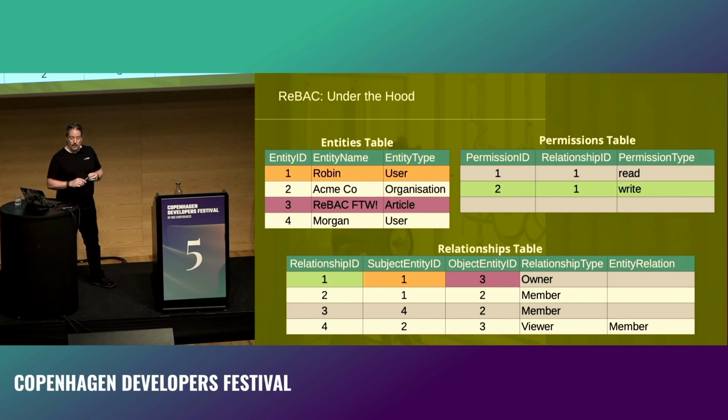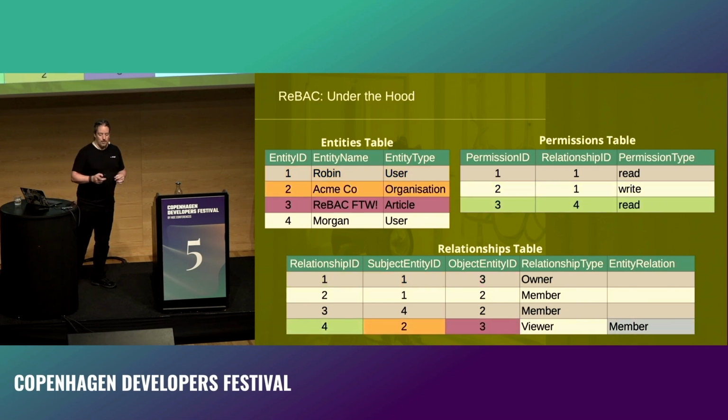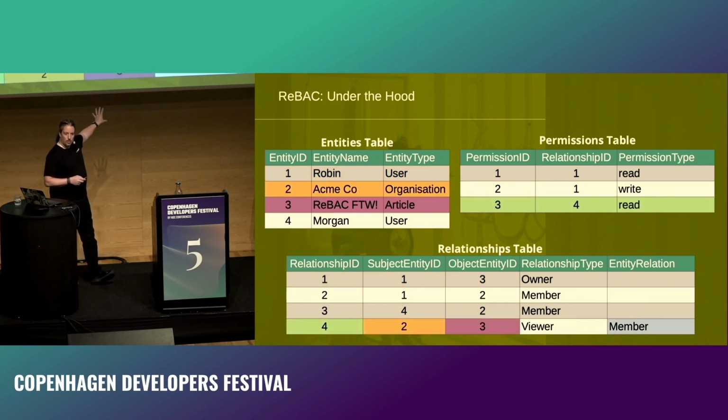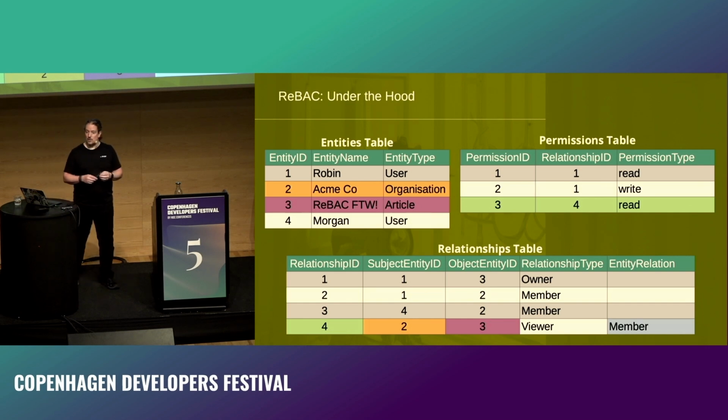And then we're going to add another one in. You'll notice permission ID increases just because you have an ID, but it's not related to anything else. It's still relationship ID number 1. So the fact that Robin is an owner of the article means that they also have write access. And then we're going to add a third one for relationship ID 4. This is this compound magical one down here that says all members of the organization are viewers. We're going to give them read access as well.